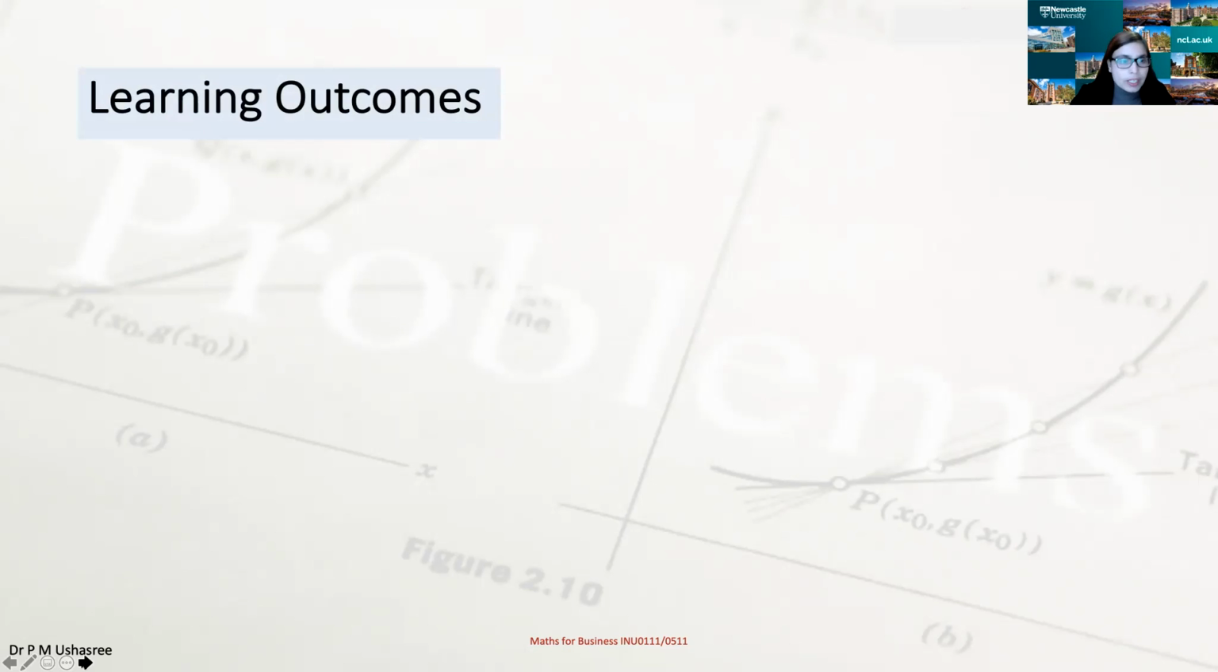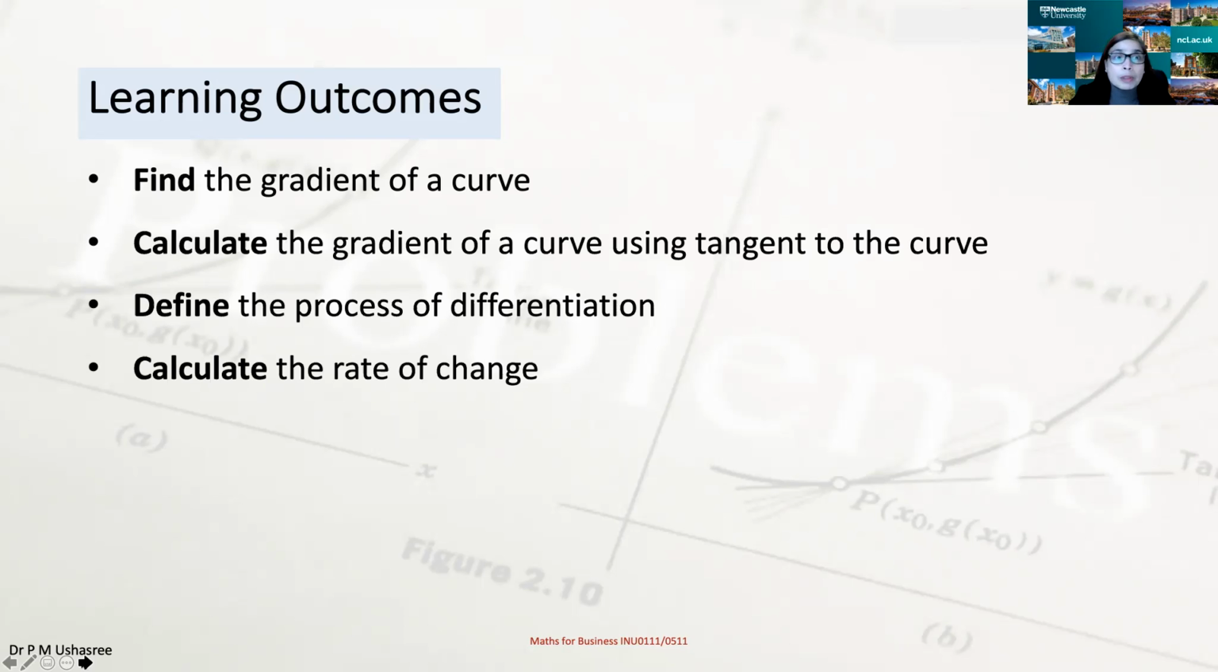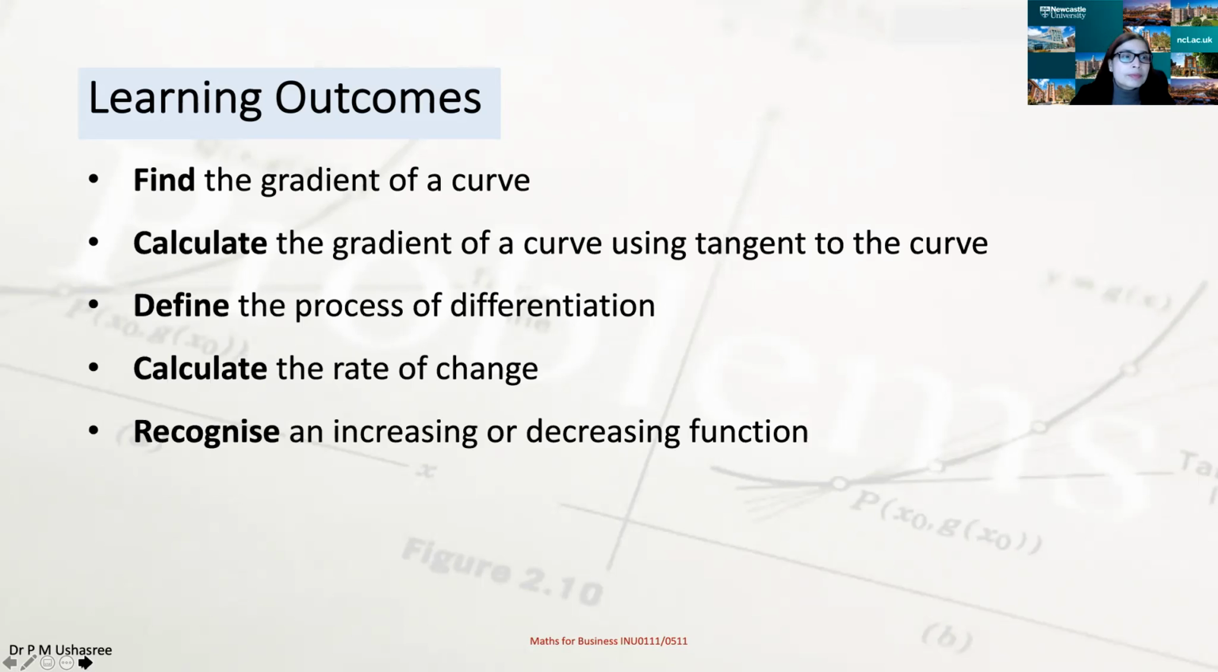By the end of this week, you should be able to find the gradient of a curve. You should be able to calculate the gradient of a curve using the tangent to the curve. You should be able to define the process of differentiation. You should be able to calculate the rate of change using differentiation. You should be good at recognizing an increasing or decreasing function.